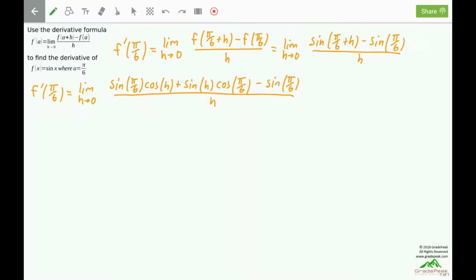We can evaluate sine of pi over 6 and cosine of pi over 6 to simplify our work here. The sine of pi over 6 is a 1/2, so we have a 1/2 cosine h. The cosine of pi over 6 is root 3 over 2, so we have a plus root 3 over 2 sine of h. And then the sine of pi over 6 once again is a 1/2, so we have a minus 1/2. And all of this is divided by h.